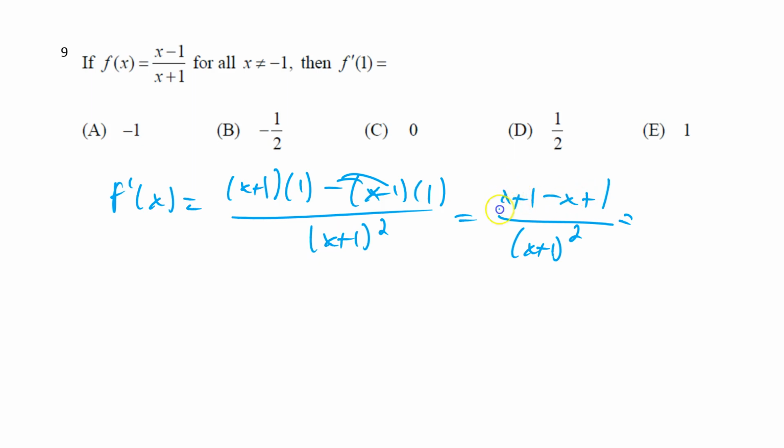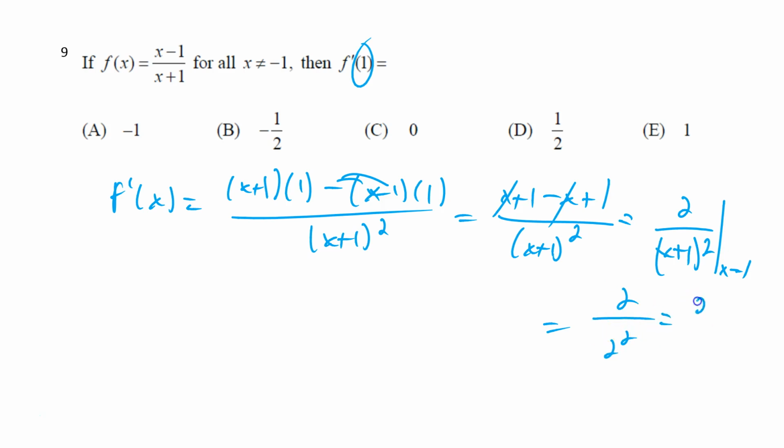So let's see, x minus x, those go away. So we have 2 over x plus 1 squared. We're going to evaluate that at x equals 1. So that looks like 2 over 2 squared, which is 2/4, which is 1/2, D. Nice.